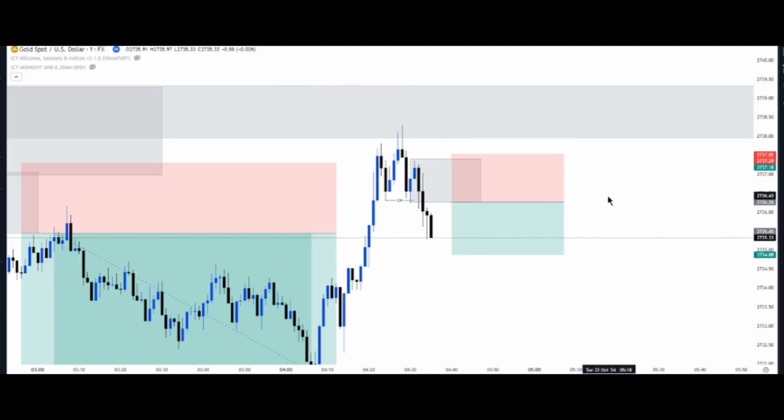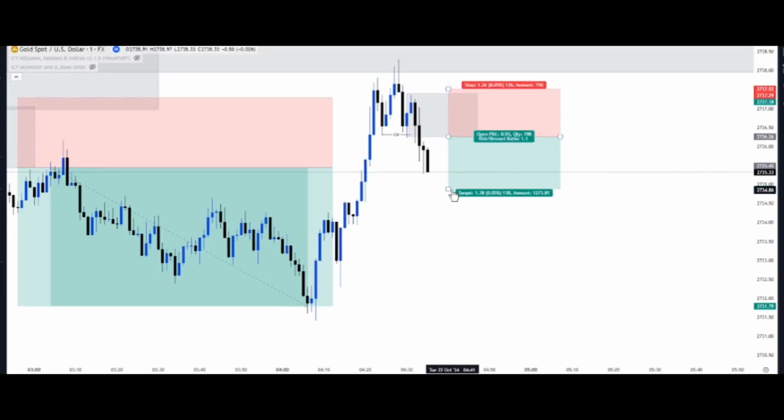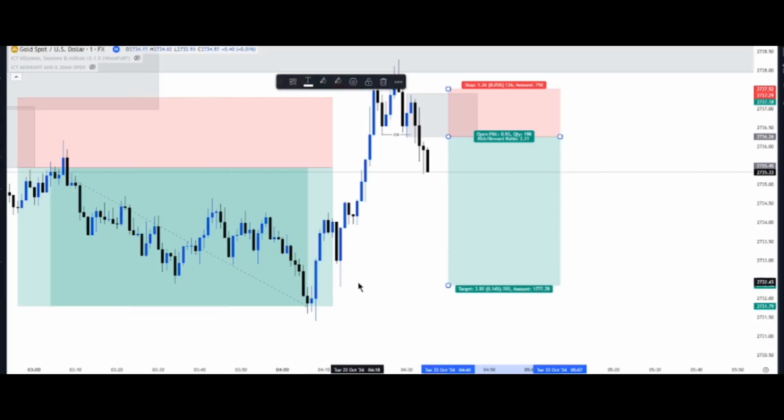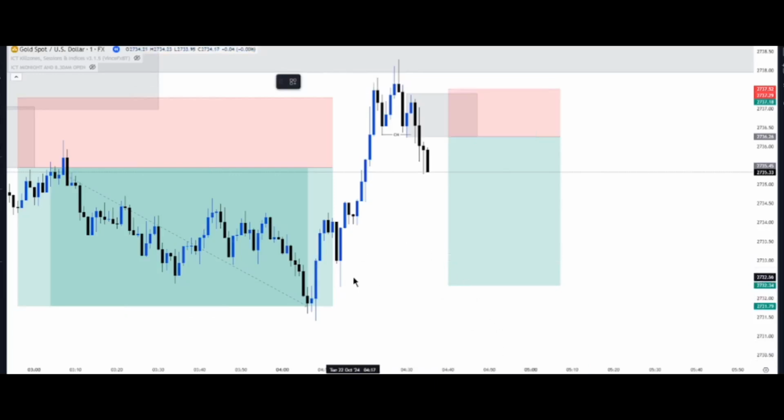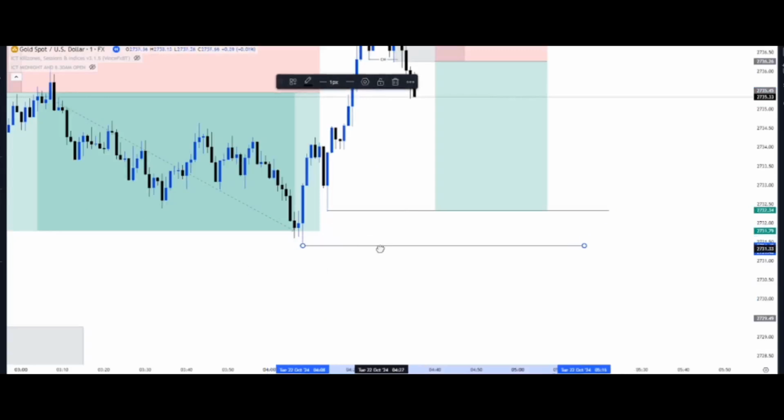Just give a buffer to your stop loss, and then where do you target? Well, the first point you target is this. This will be your first target. This low here is your first target. Once price takes out this low and closes below it, you can move your stop loss to break even. And then this is the second point, where you can also move your stop loss to break even.